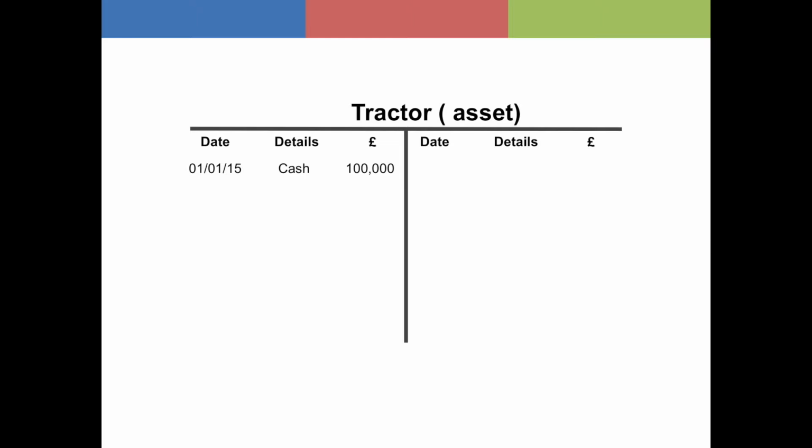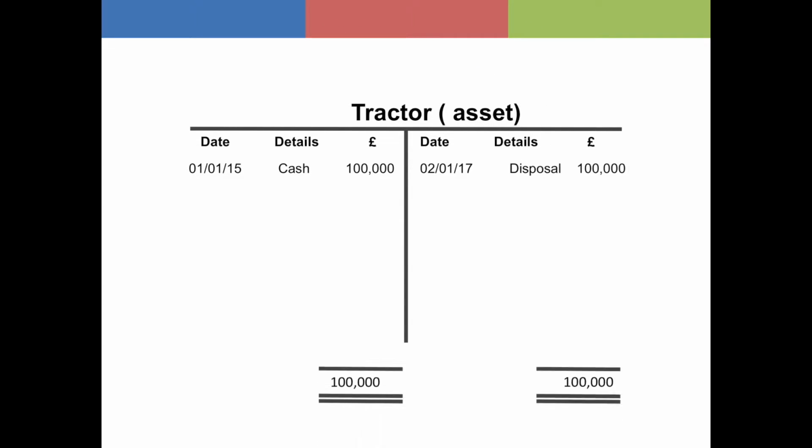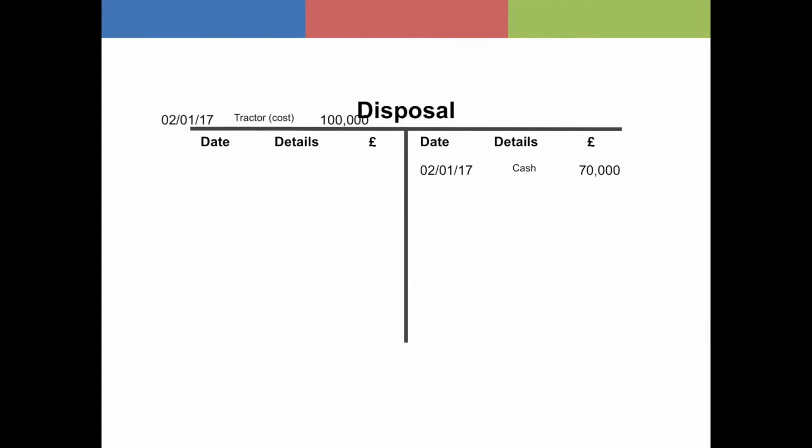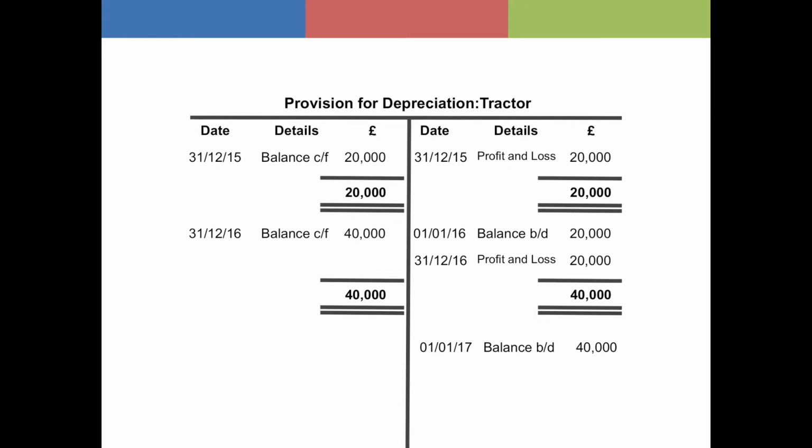We need to credit the asset by the cost value of £100,000. This is to remove the asset from the accounts. The disposal account has to be debited by £100,000. Next, we remove the accumulated depreciation for this asset, which is £40,000.